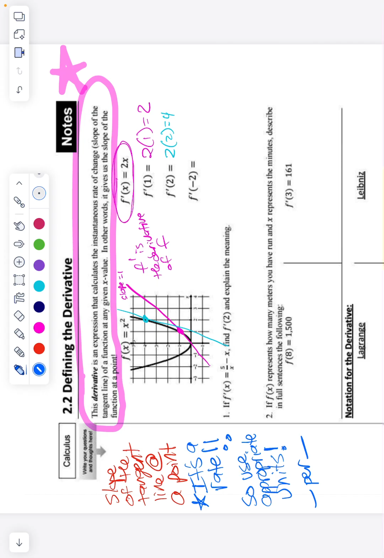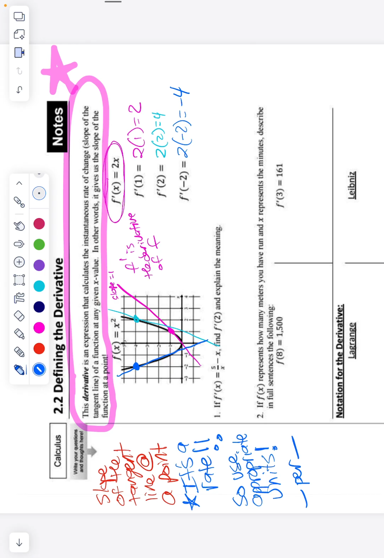What's f prime of negative 2? 2 times negative 2 is negative 4. So we come over here to negative 2, and we draw our tangent line, and there's our slope. I drew it too long. There's our slope of negative 4. Pretty cool, right? Again, you're going to learn how to find the fact that the derivative is 2x so easy in a couple lessons. But now that we know it, we can find the slope of any dang point on that whole thing. It's very cool.